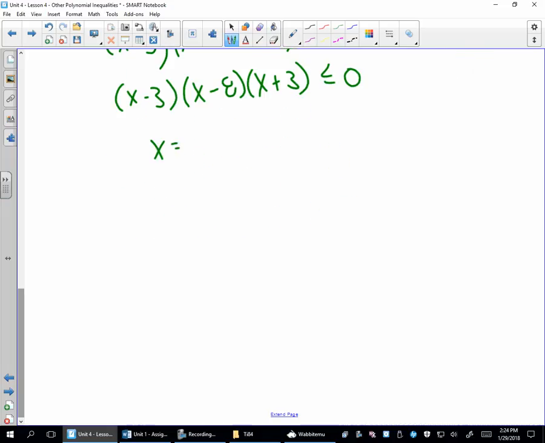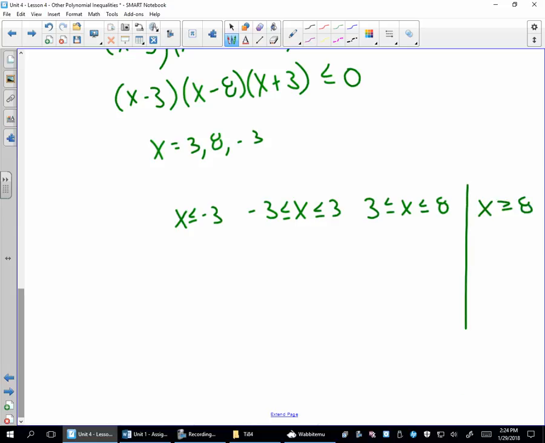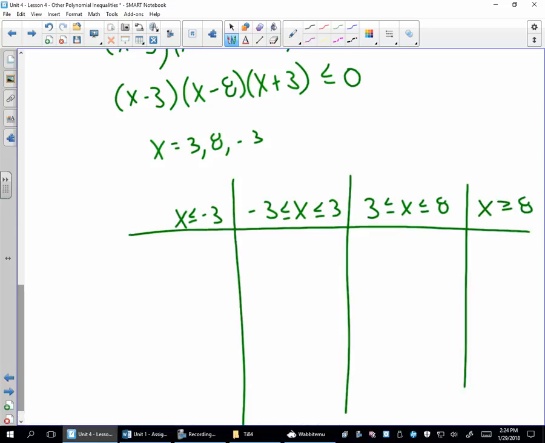My zeros are 3, 8, and negative 3. So negative 3, and from negative 3 to positive 3, and from 3 to 8, and greater than 8. And what do we got? x minus 3, x minus 8, x plus 3, and our function.